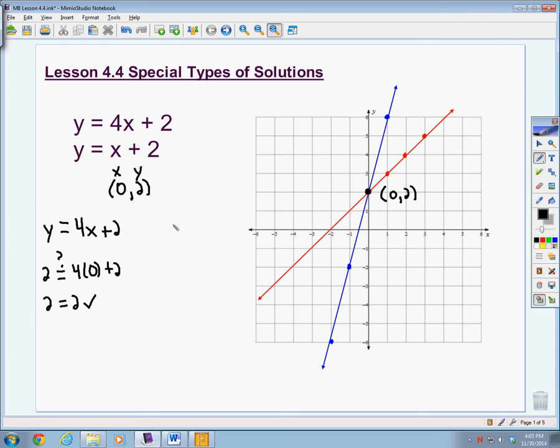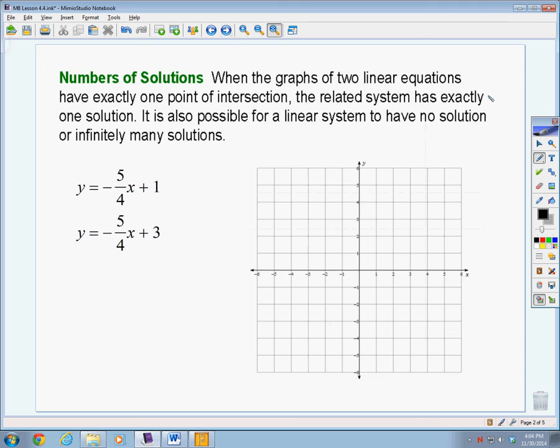Let's try the second equation. Again, I'm going to substitute my values in, and I'm going to get 2 equals 0 plus 2. Is that true? And yes, it is. 2 does equal 2. So the solution of this system is the x value 0, the y value 2. And again, it's where the lines intersect. What we know about systems and the number of solutions basically is when the graphs of two linear equations have exactly one point of intersection, the related system has exactly one solution.